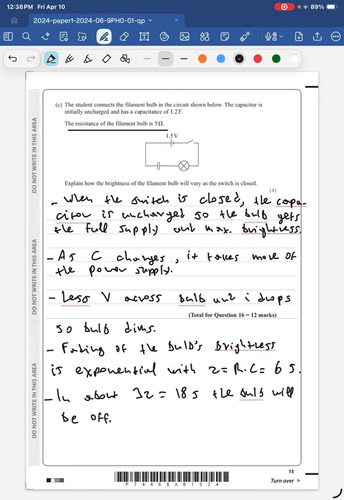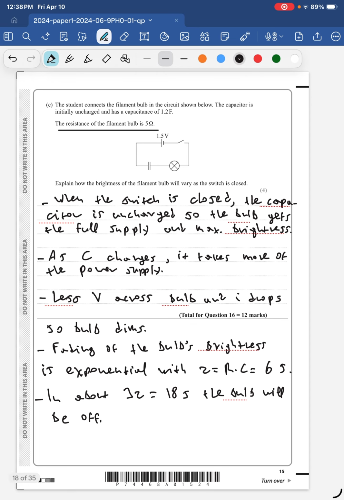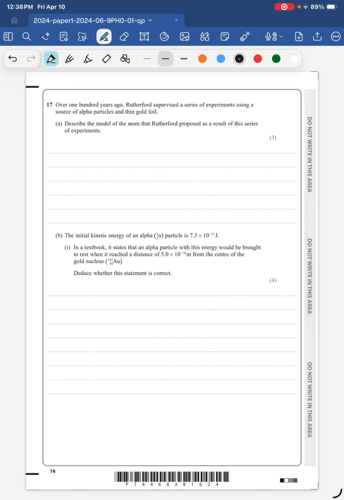All right, this was question 16. Moving on. Question 17. Over 100 years ago, Rutherford supervised a series of experiments using a source of alpha particles and thin gold foil. Describe the model of the atom that Rutherford proposed as a result of this series of experiments.